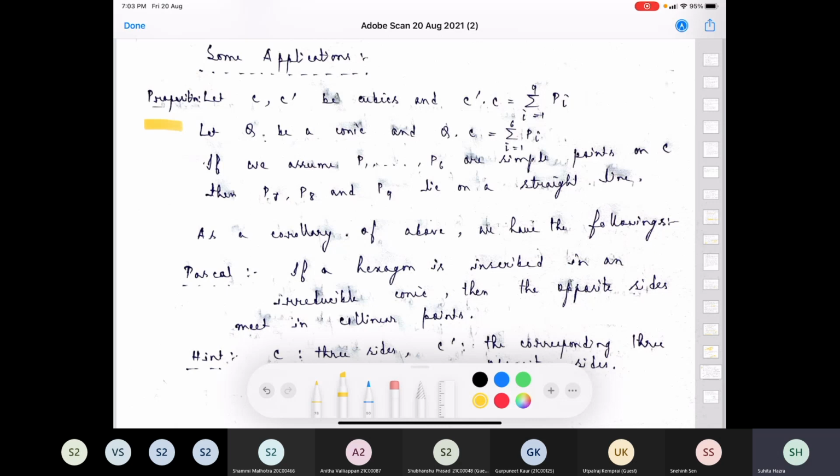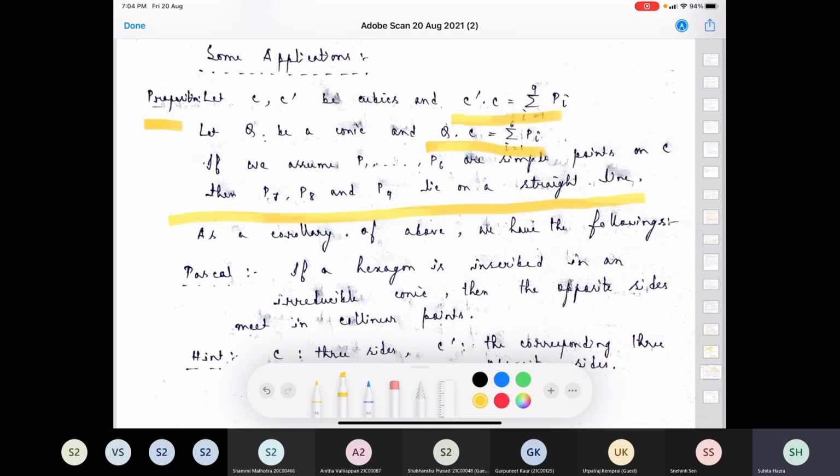So if C, C dash be two cubics, and C dash dot C is a formal sum, Pi, i equals 1 to 9. Let Q be a conic, and Q dot C is a formal sum of those Pi, so the first 6. You can cluster it by p1, p2, and so on, so that it's the first six. So it's not a problem. Now, if we assume that p1, p2, ..., p6 are simple points on C, then p7, p8, p9 lie on a straight line. So this proposition gives us this conclusion.